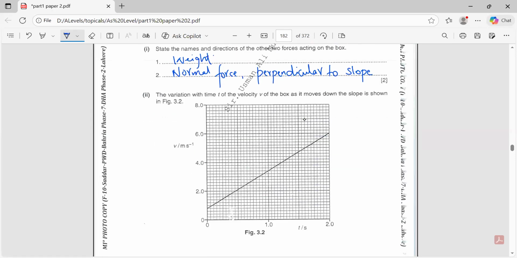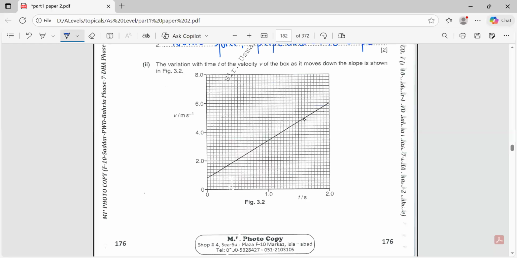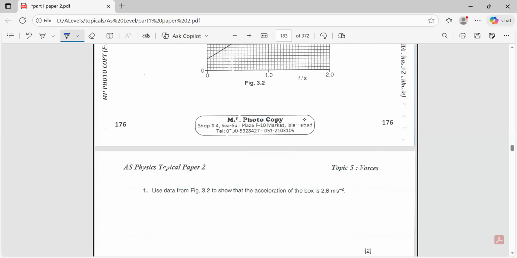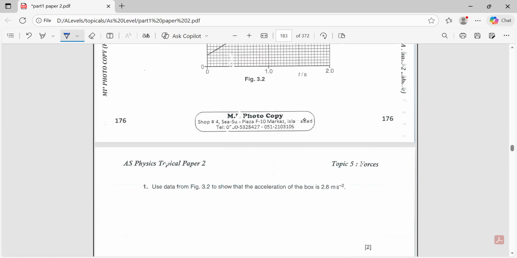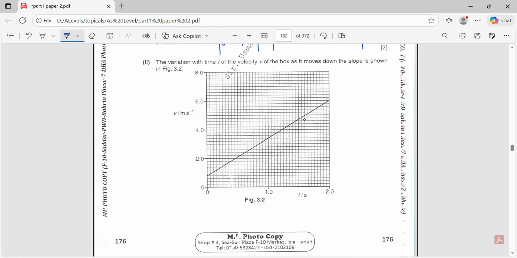Okay, next is the variation with time t of the velocity v of the box as it moves down the slope, shown in figure 3.2. So this is the figure shown in front of you. Question says use data from the figure to show that the acceleration of the box is 2.6 meters per second squared. So you have to find the acceleration. How can we find the acceleration? We can see this graph is between velocity and time. So we know that the gradient of a v-t graph is equal to acceleration. So to find acceleration, we will find the gradient of this graph. So how will the gradient be found?